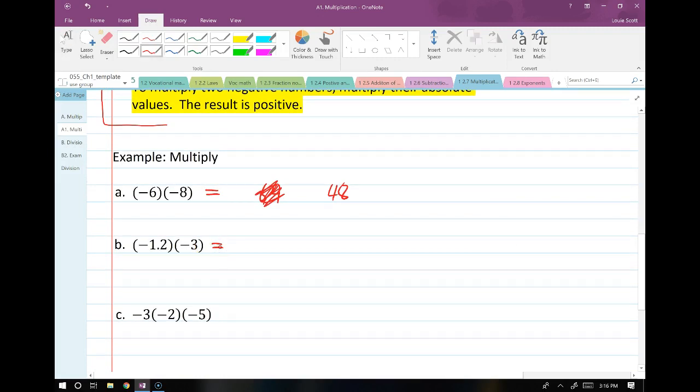This next result, we have two negatives going in. 1.2 times 3 gives us 3.6. The double negative makes it positive in the end.